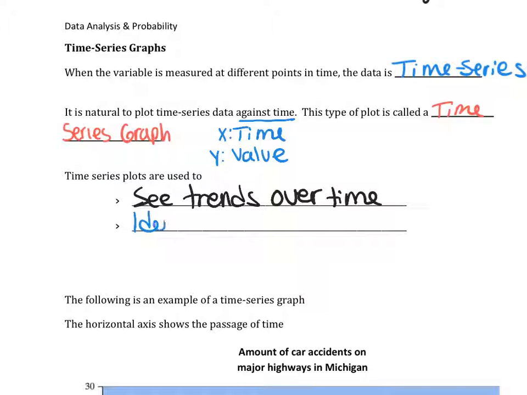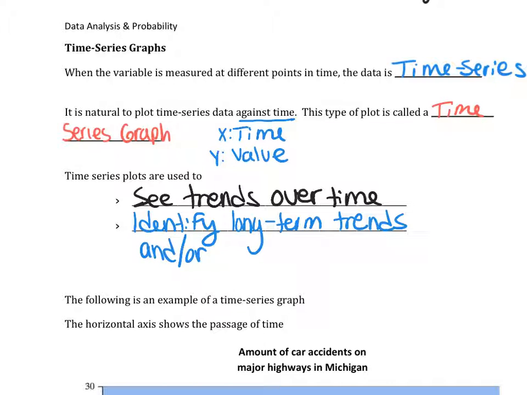And it can help identify either long-term trends and/or regularly occurring trends. So a long-term trend would be if it's increasing over the entire time, it keeps going up, or it keeps going down. Regularly occurring trends would be if it goes up and down, then up and down, then up and down as you go through your year, through the months.